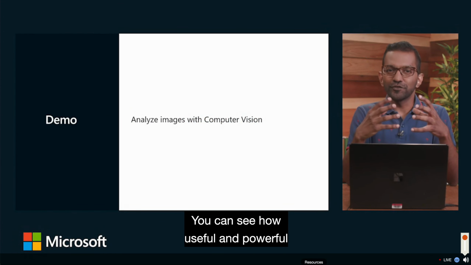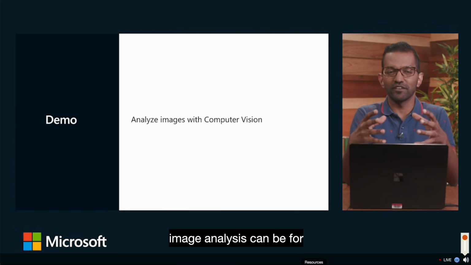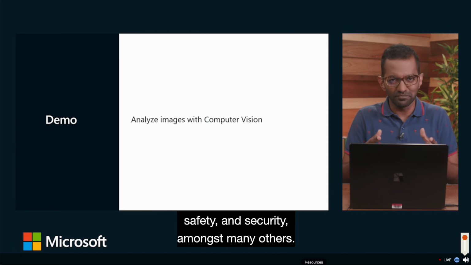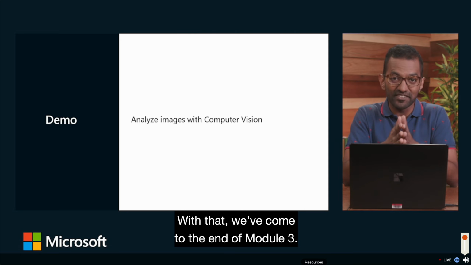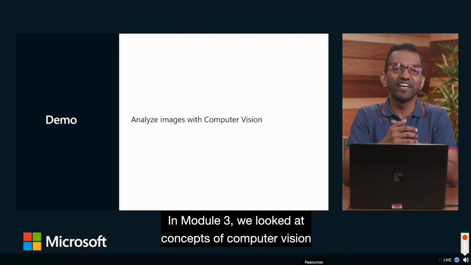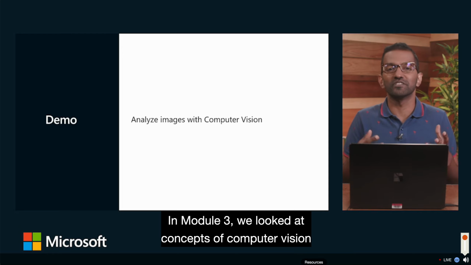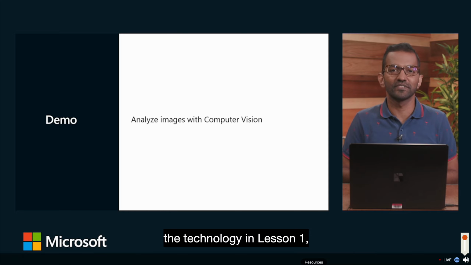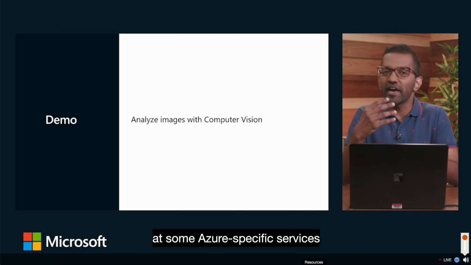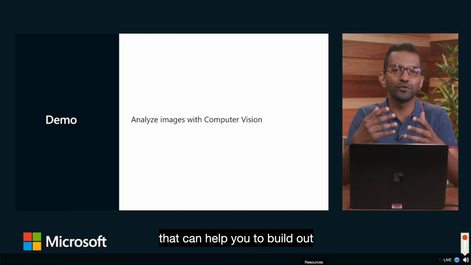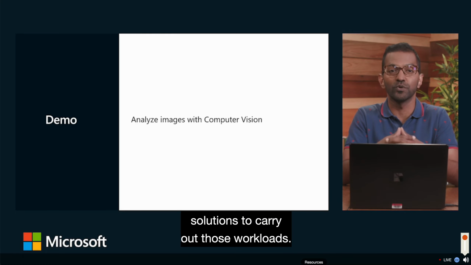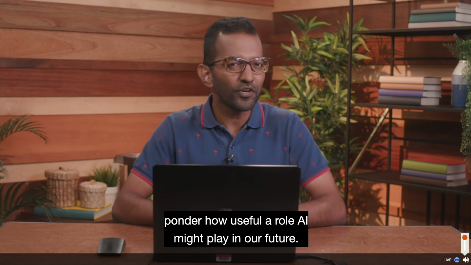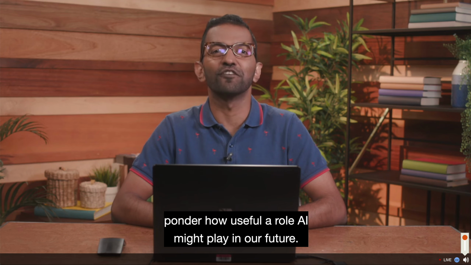You can see how useful and powerful image analysis can be for applications like self-driving cars, safety and security, amongst many others. With that, we've come to the end of Module 3. In Module 3, we looked at concepts of computer vision and saw various applications of the technology in Lesson 1. And in Lesson 2, we looked at some Azure-specific services that can help you to build out solutions to carry out those workloads. I'd like to now send you off for another 10 minutes to ponder how useful a role AI might play in our future.